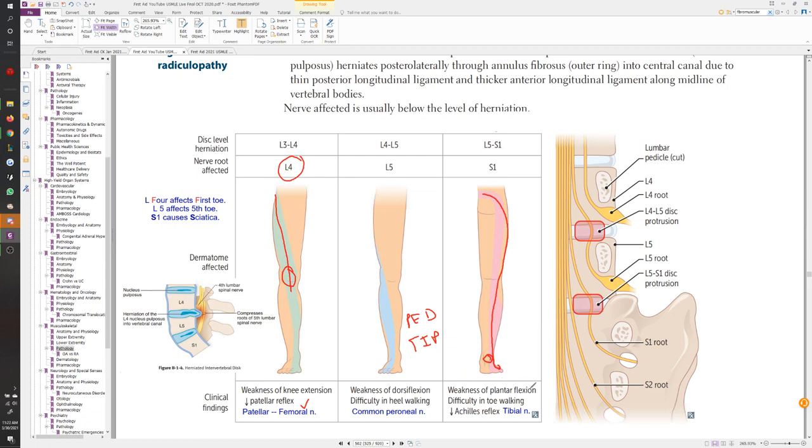So if you get a patient who can't do plantar flexion, weakness of plantar flexion, then that's going to be the tibial nerve, because that's the T over here, PED, TIP. Inversion and plantar flexion, eversion and dorsiflexion. If you can't do your dorsiflexion, that's your peroneal nerve. If you can't do your knee thing, that's your femoral nerve. Very straightforward. Of course, you have to memorize it. It's not going to be commonsensically stuck to you, but you have to memorize it.